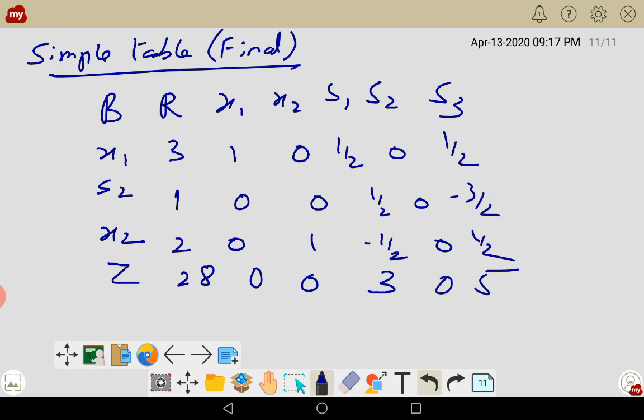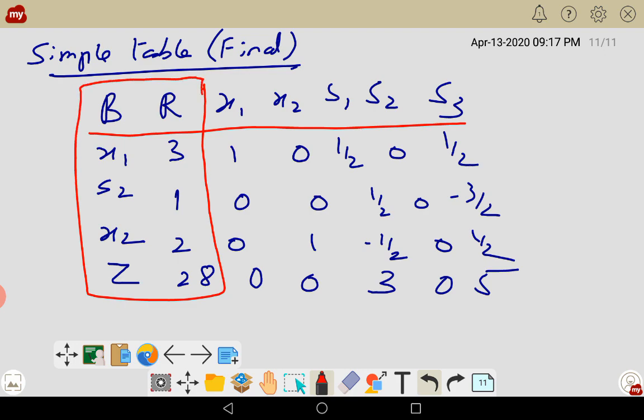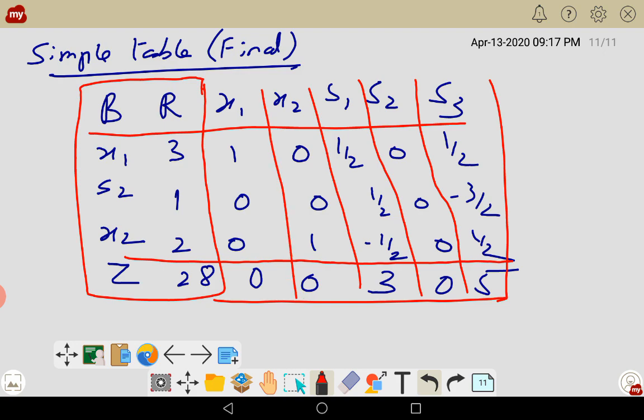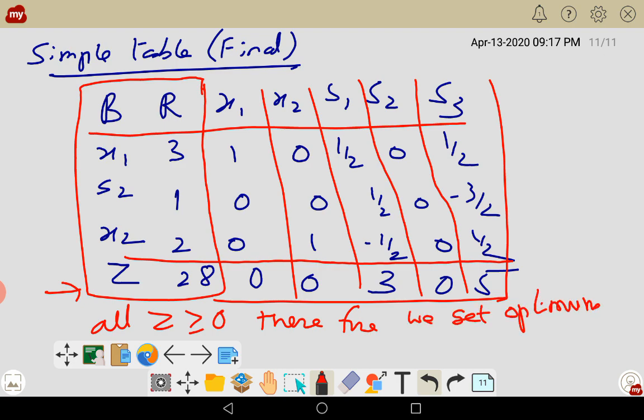Now when you finish the table, this is the solution column, isn't it? And this z is here. No more procedure, because you can stop here. All the indicators in the z row are greater than or equal to 0. Therefore we get the optimum solution. What is the optimum solution?